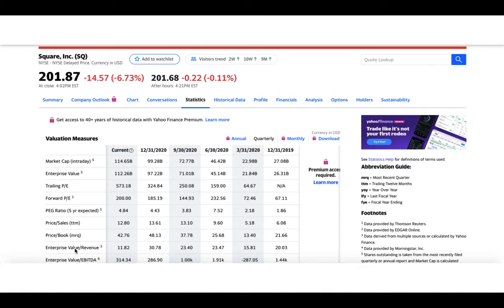And then the enterprise value to revenue, which we went over here, which is the market cap including cash and debt, divided by the revenue. Pretty self-explanatory. Obviously, if revenue is higher, the number should be lower. And then EBITDA is earnings before interest, tax, depreciation, and amortization.